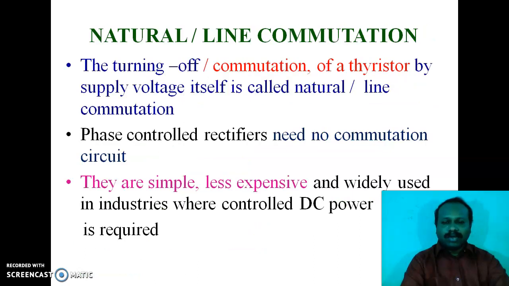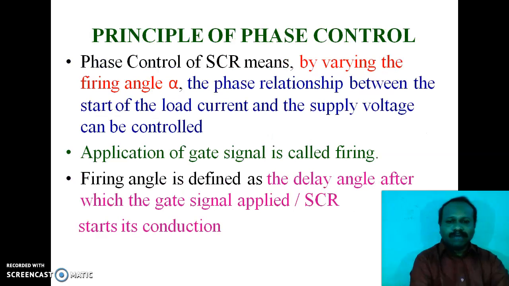Natural or line commutation: the turning off, also known as commutation, of a thyristor by the supply voltage itself. If the thyristor is turned off or commutated due to the supply voltage itself, that type of turning off is called natural commutation or line commutation. Phase controlled rectifiers need no commutation circuit because they are naturally commutated. We need no additional devices. So natural commutation is very simple, less expensive and widely used in industries where controlled DC power is required.